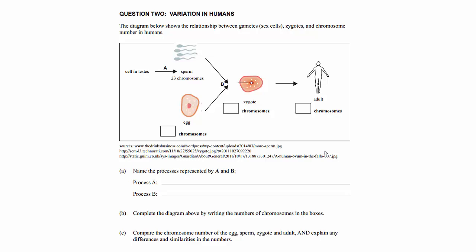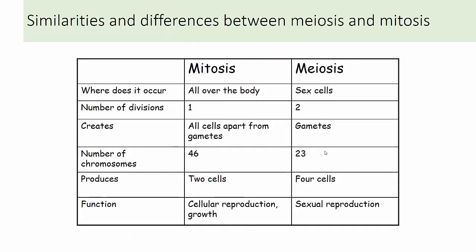And then we're going to talk about chromosome numbers, and then we're going to come back and have a go at answering this question. To help us answer this question, I've given you a table here which shows the similarities and differences between meiosis and mitosis. So if we look at mitosis first, where does it occur?